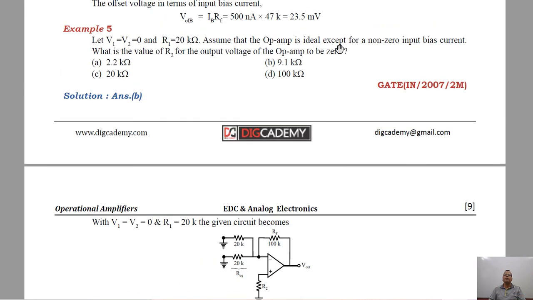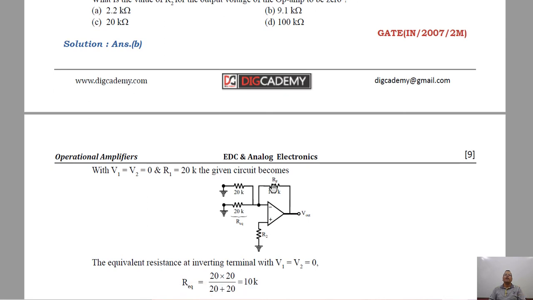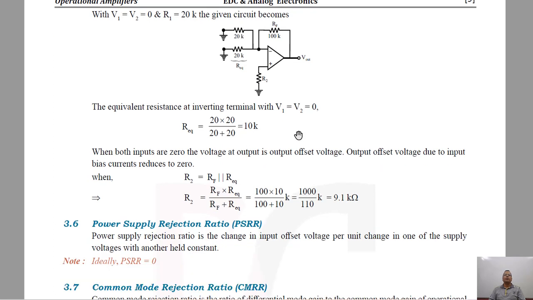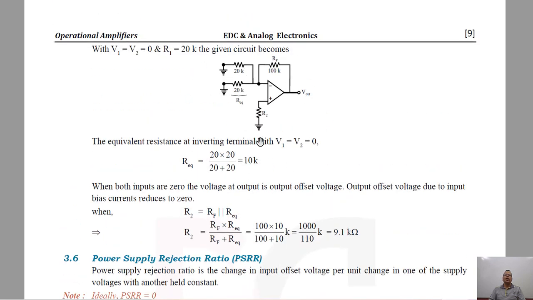Nothing has been mentioned here, but I'm saying output offset voltage is 0. That can be only if and only if input bias current for this terminal is the same as input bias current for this terminal, that is inverting and non-inverting terminal. Fine. So this has to be the parallel combination of these two for reducing the output offset of the circuit to 0. So these interpretations you have to draw on your own from the given information in the example.